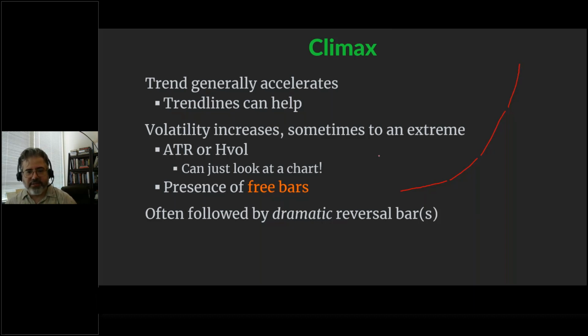Volatility will increase in a climax, sometimes to an extreme, whether you measure volatility by ATR or HVOL. HVOL is historical volatility, a statistical measure that looks at the close. We've written about this in a lot of different places, and this is not a course on volatility, so we're not going to talk about that in detail.